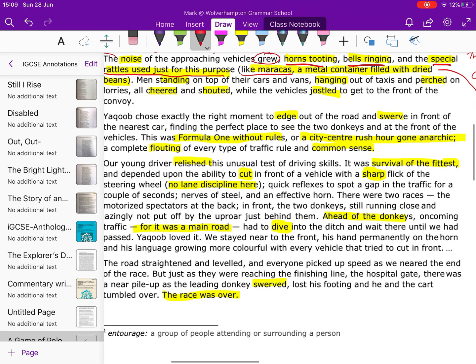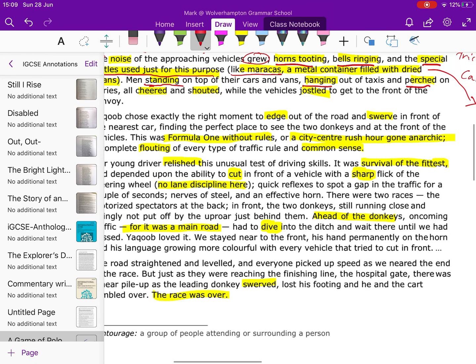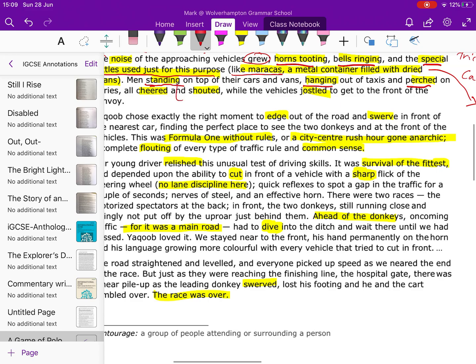And then we have all these different verbs here: men standing on top of their cars and vans, hanging out of taxis, perched on lorries, all cheered and shouted. So we've got lots of cars and vans and taxis. I'm pretty sure she's talking about moving vehicles rather than any other ones that are along the side of the road. So that just makes it sound the race is even more dangerous because of what the spectators are doing.